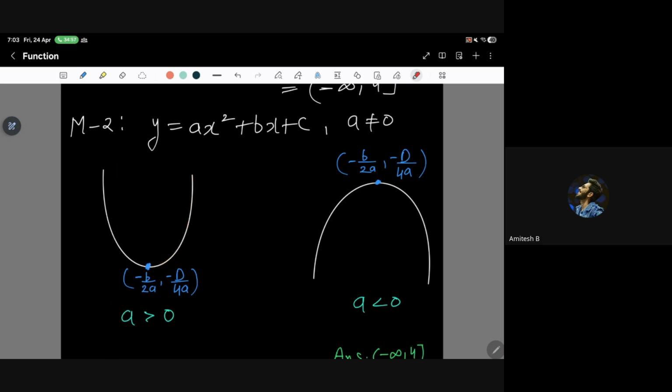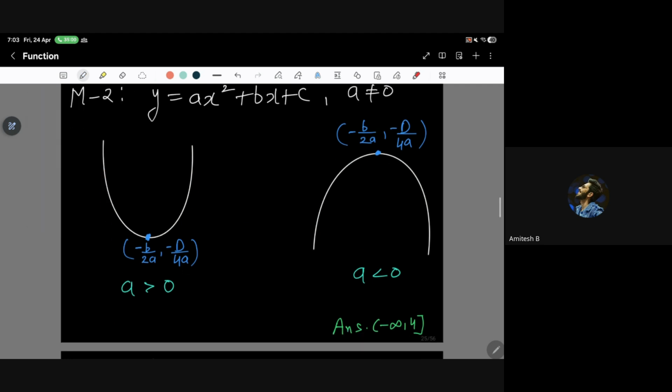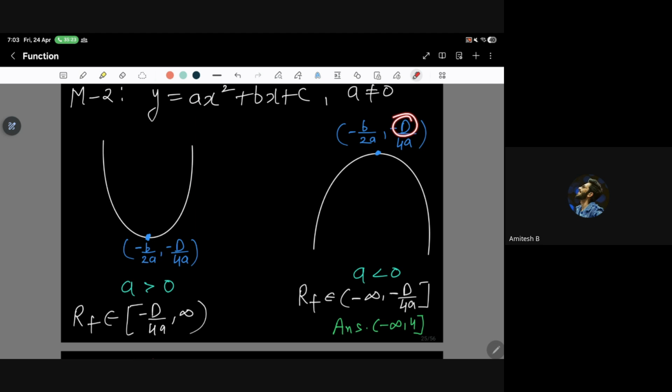So for this case, the range is minus d upon 4a to infinity if your leading coefficient is positive. And for the second case, the range is minus infinity to minus d upon 4a. D is, as usual, the discriminant of the quadratic, because here if I draw the coordinate axis like this, from this highest point you are going towards negative infinity. So you can use this also in the case of a quadratic.